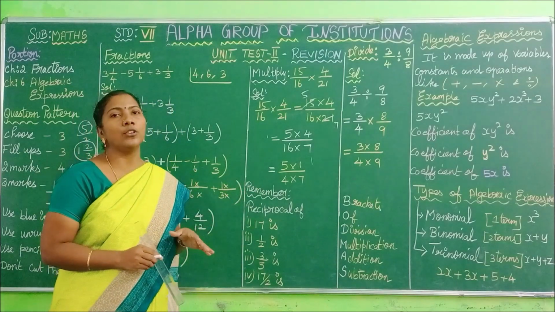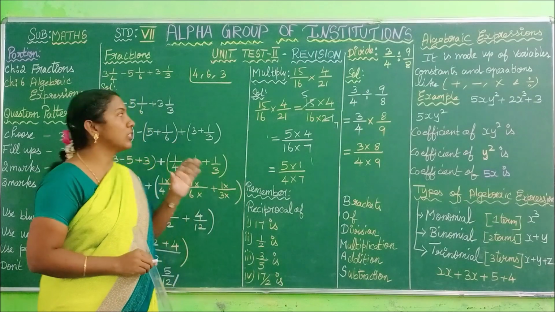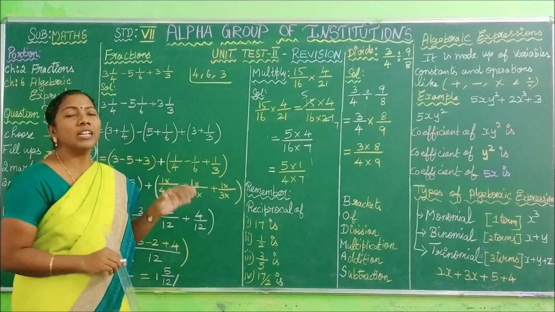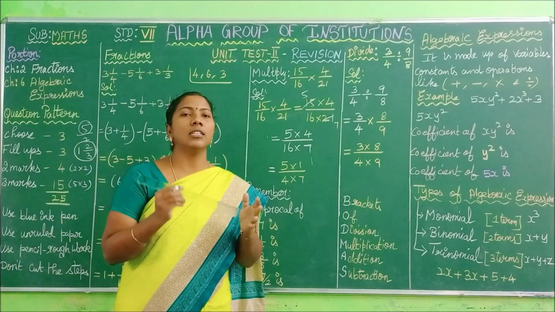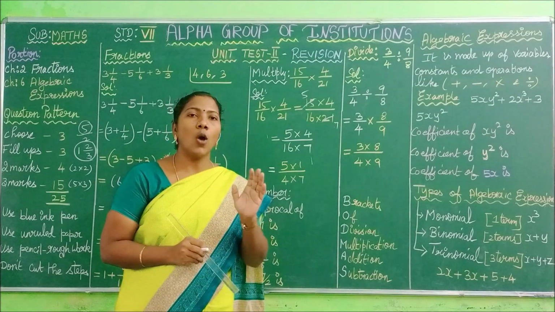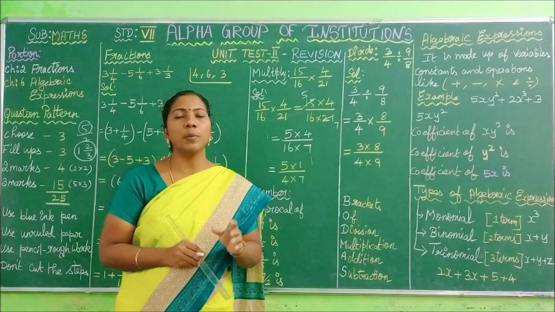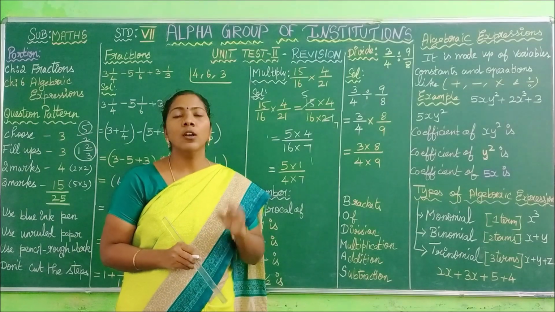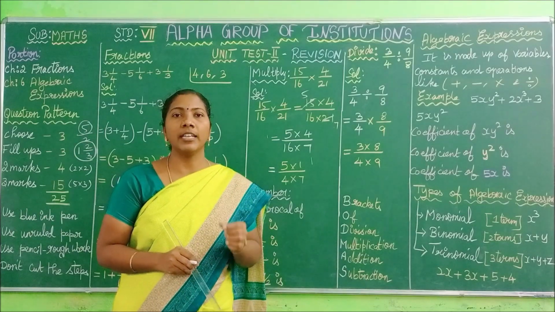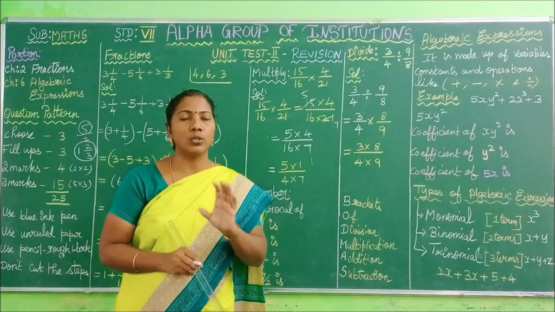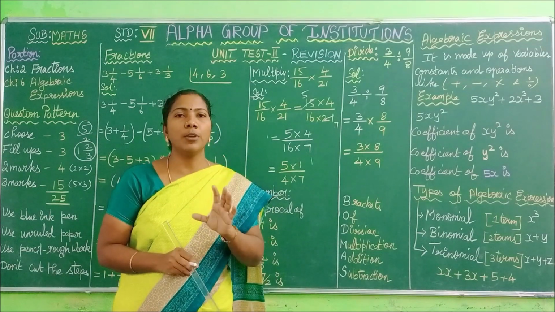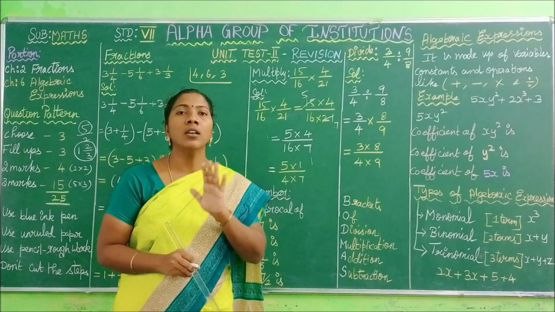First, we are going to discuss addition and subtraction of fractions. An important condition for addition and subtraction of fractions: how can you add two fractions? If they are like fractions, you can add or subtract. What is meant by like fractions? They contain the same denominator. So fractions having the same denominator can be added or subtracted.